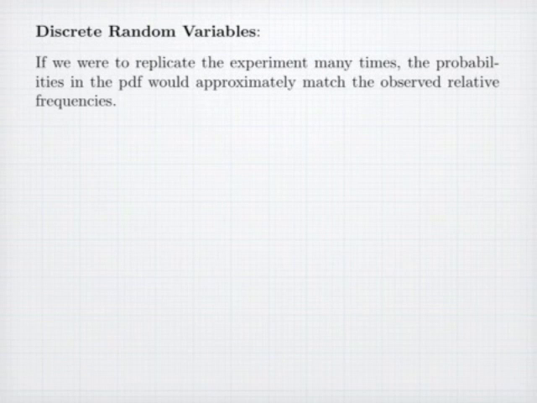Now if I actually did the experiment, any individual result would give me just one of the 5 values, 0, 1, 2, 3, or 4. What the probabilities represent is this: if I were to replicate the experiment many, many times, the probabilities I just calculated would approximate the relative frequencies that I would see.